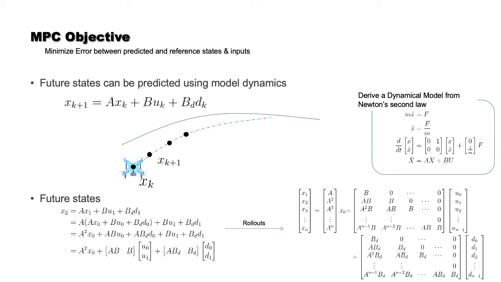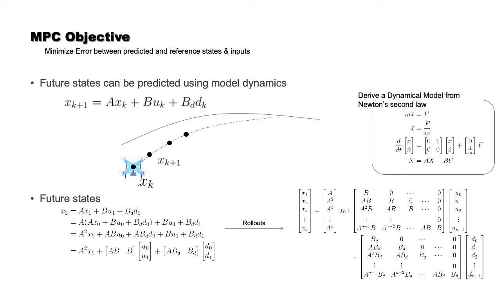And once the dynamical model is derived, the future states can be predicted by rolling out the model with the random inputs as shown in the equation on the bottom left. Then the model can be augmented, and the final model will look like the one on the bottom right. Based on this model, we minimize the objective function. If inputs are decided, and also the disturbance in this case, then the future state x is determined as shown in the equation on the bottom right.